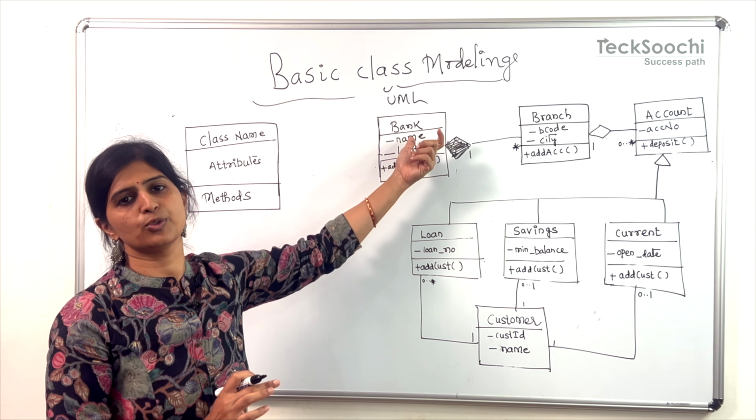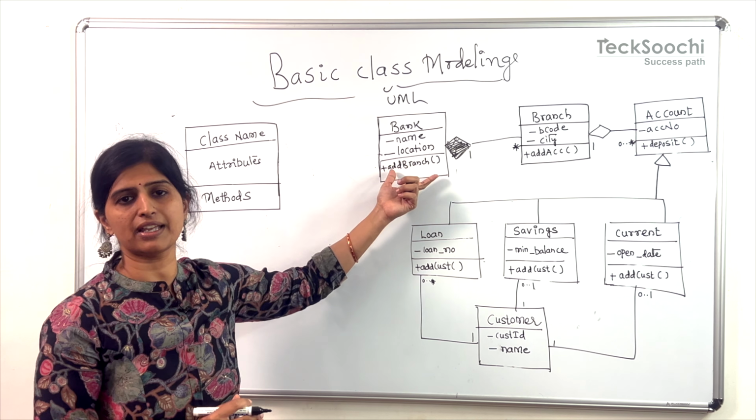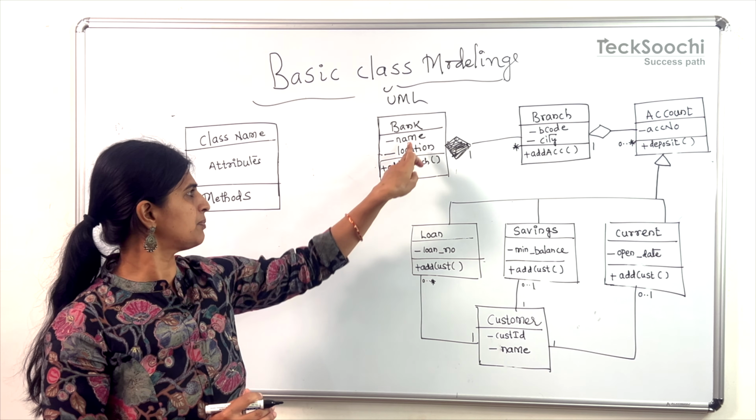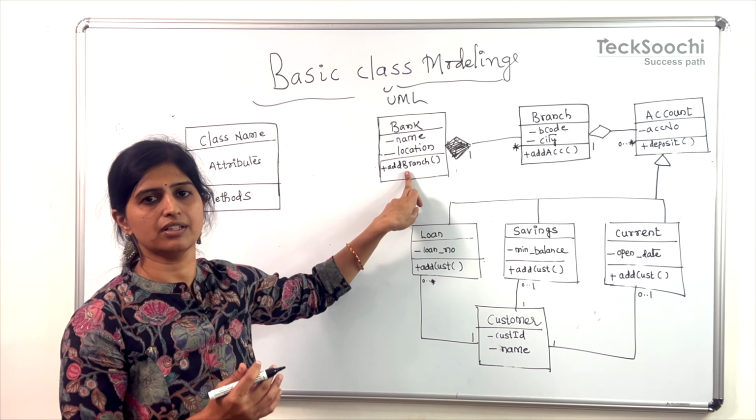Then the third point is you need to define the operations that are performed by each class. For example, for the bank, I can have an operation that adds the branches pertaining to a specific bank. You can also define many operations associated with each class.